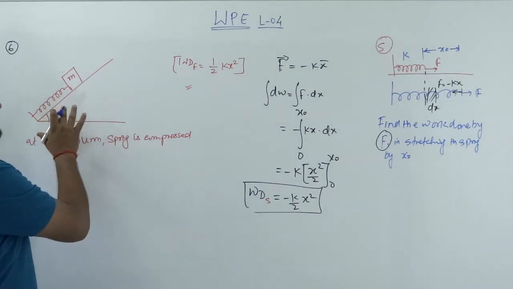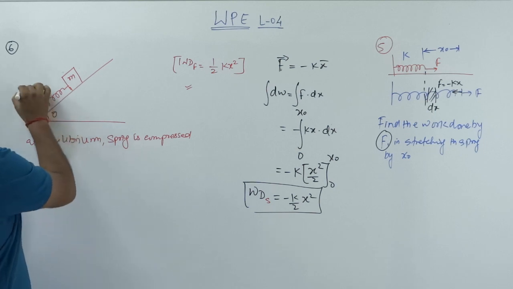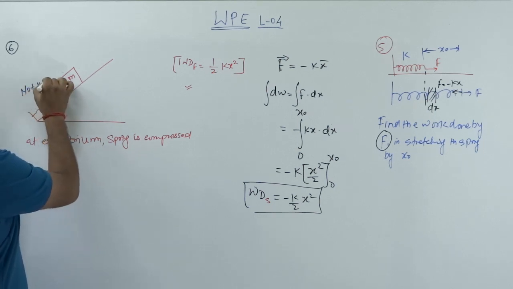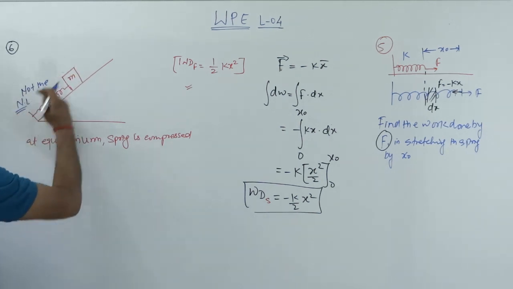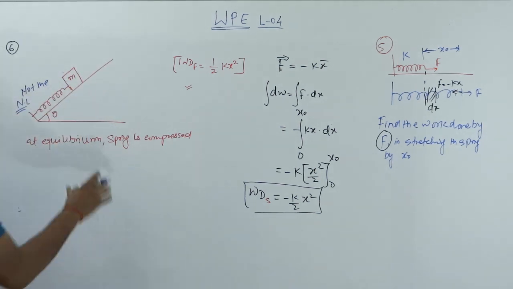ओके, सो this definitely is not the natural length. इसका नेचुरल लेंथ नहीं है. This is not the natural length. ये आपका नेचुरल लेंथ नहीं है, क्योंकि natural length should have been थोड़ा सा और ज्यादा. तो this is a compressed length. ये कंप्रेस्ड लेंथ है आपका, है ना.